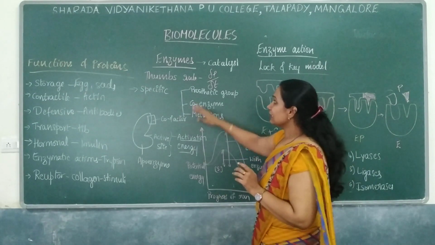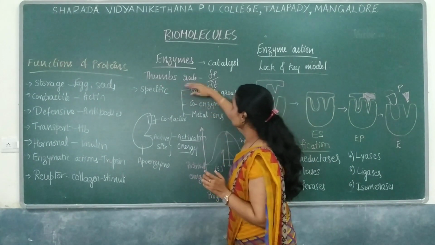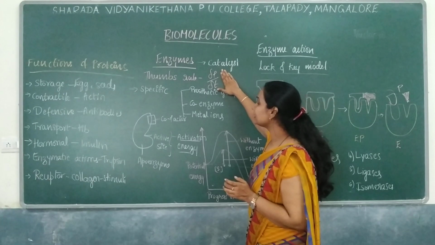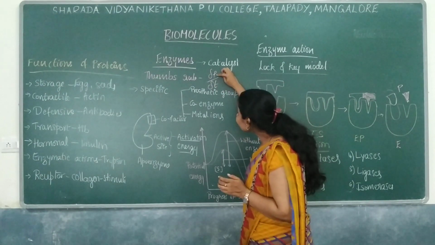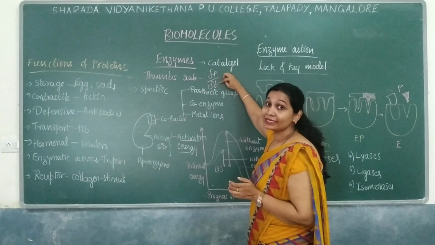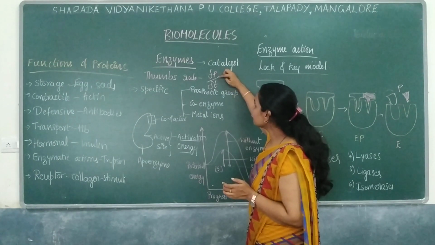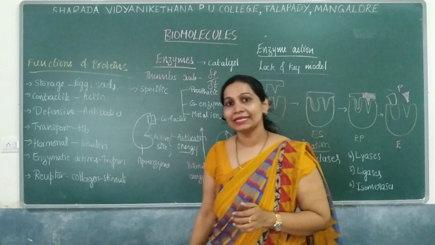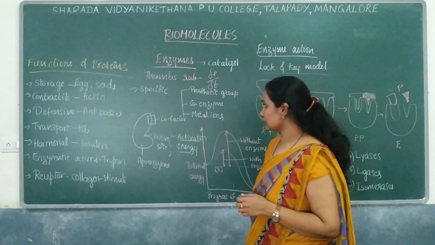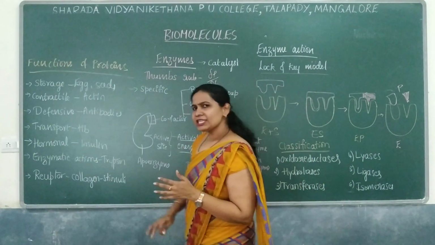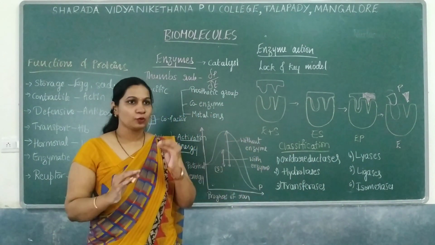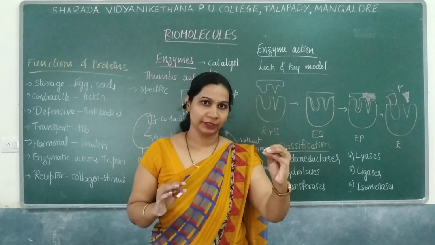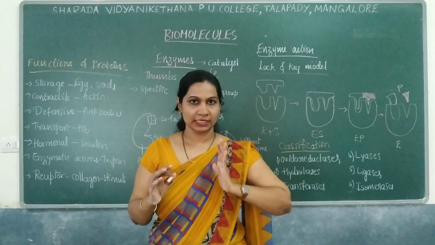Now there is a rule known as Thom's rule, which is equal to delta P by delta T. Product formed depends on the time. Product formed always depends on the time. Next, each and every enzyme is specific. One enzyme, one substrate.